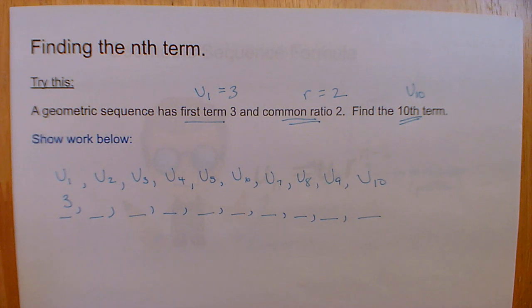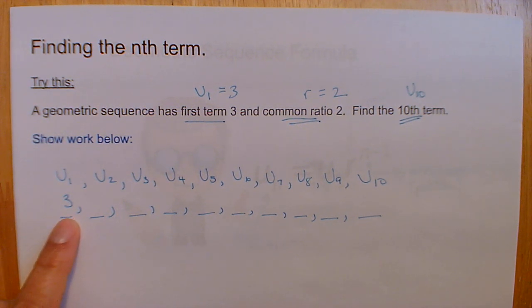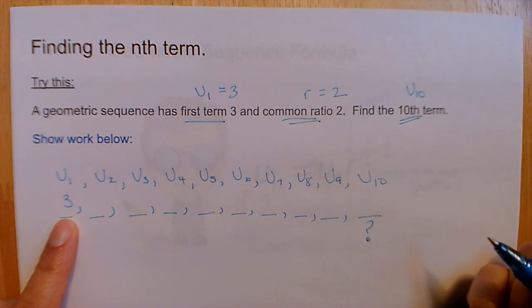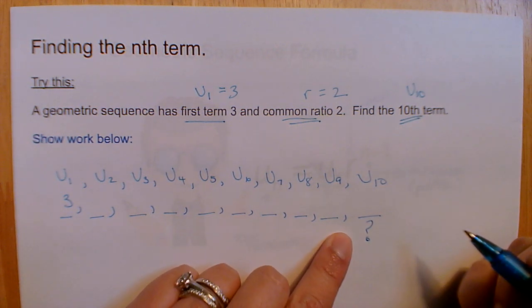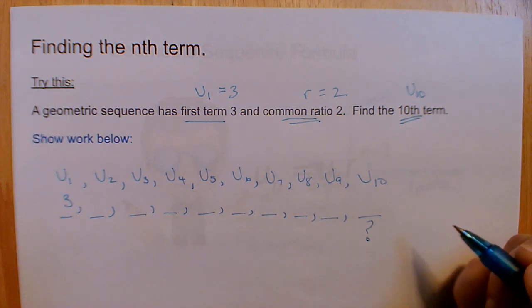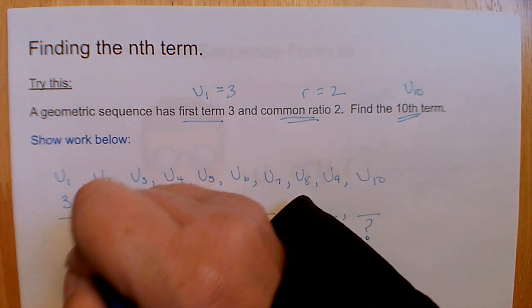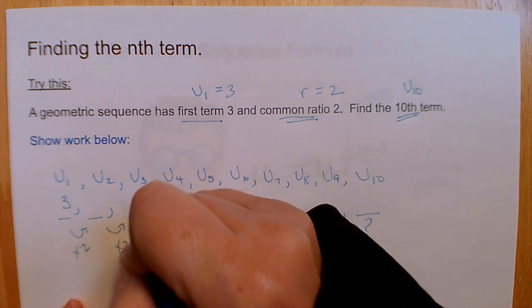All right, let's see what this looks like. So they gave us the first one, which is 3, and they want to know what this 10th one is. So we should fill in all the numbers here. This is the longer way of doing it. Common ratio of 2 means every time we are going to multiply by 2.